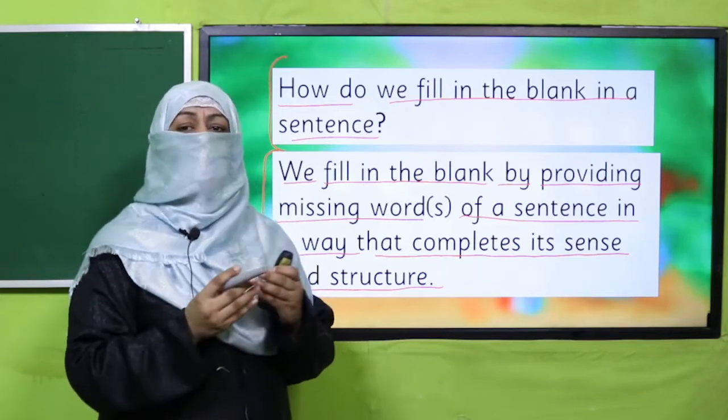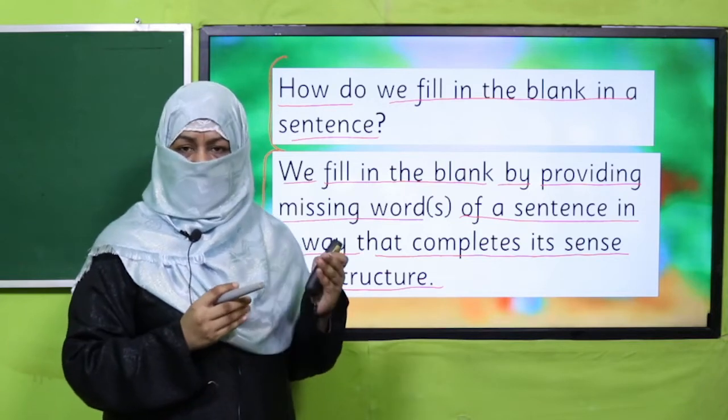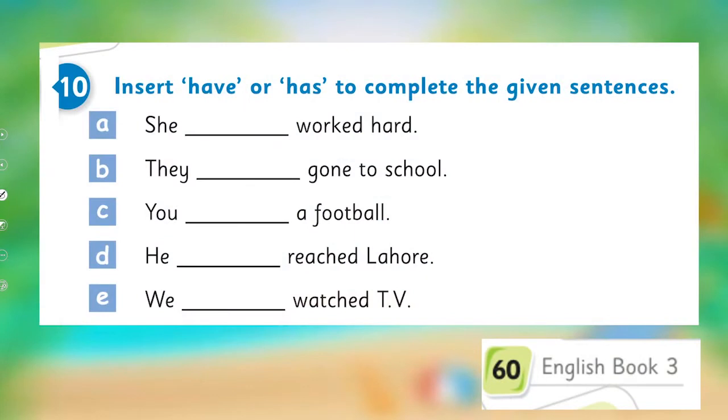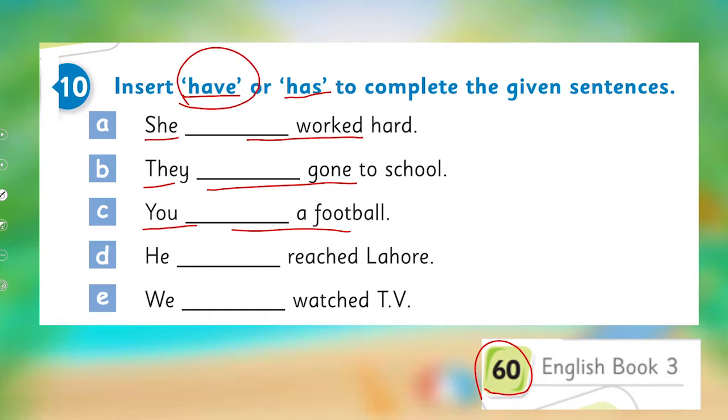So what type of words can be used? We have practiced a lot, so let's see. One of the practices we did on page number 60, we had to insert have or has. She has worked hard, they have gone to school, you have. We know we have to select a word from this to complete a sentence which makes sense. She has, they have. We know how to select. This is how we select words.